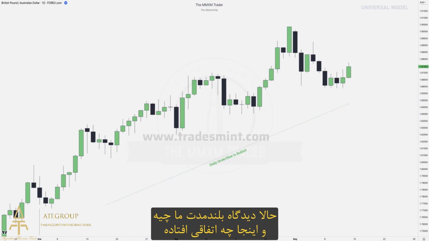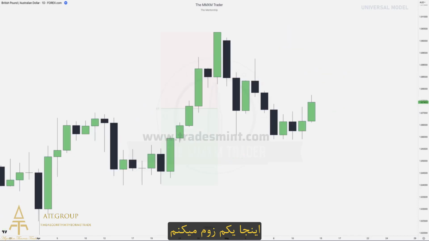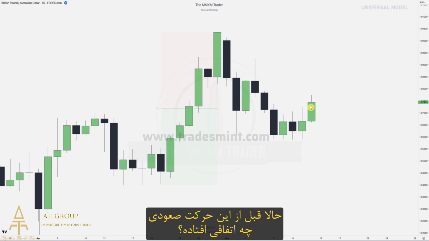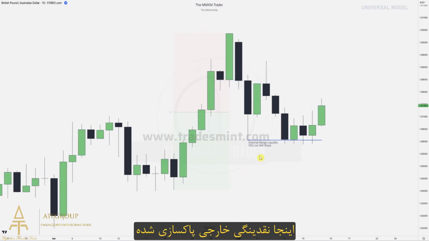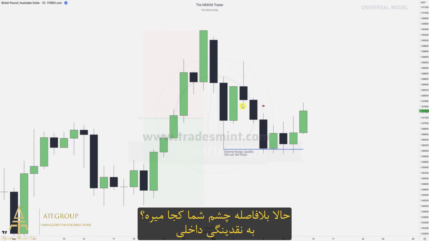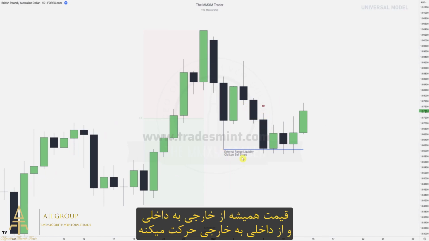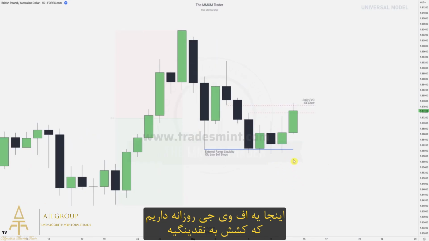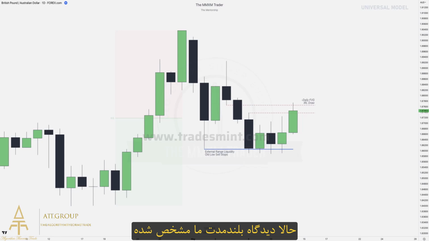So what is our long-term perspective, right? What did we do over here? Let's zoom in a little bit. We got our discount into premium range, right? So what happened prior to this up move? We got that external range liquidity purge, right? Old low sell stops. Now where does your eye go immediately? Once again to internal, right? Every time external to internal, internal to external, right? So we got that daily fair value gap as our draw on liquidity. Now we have our long-term perspective established.